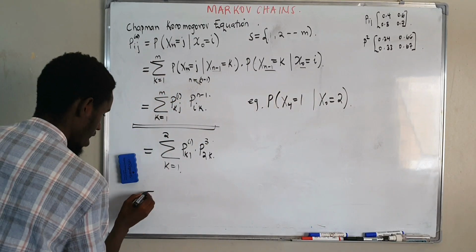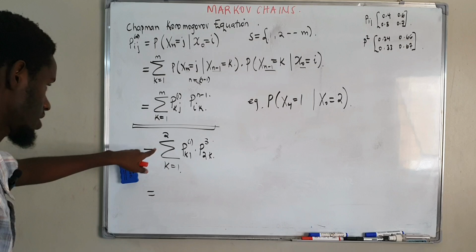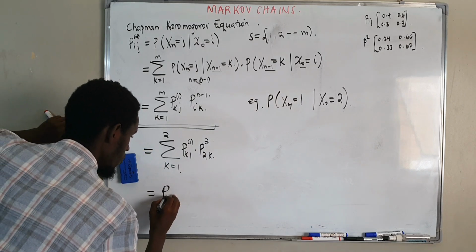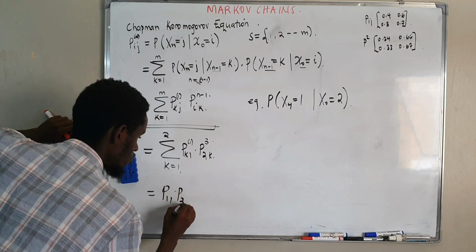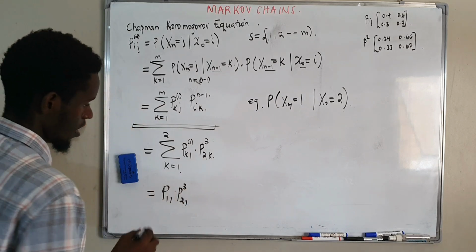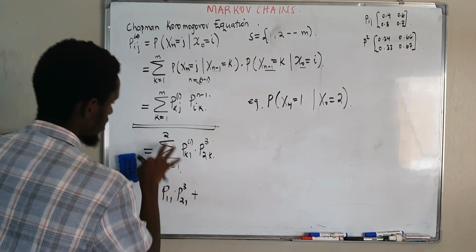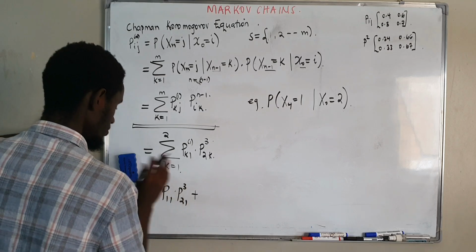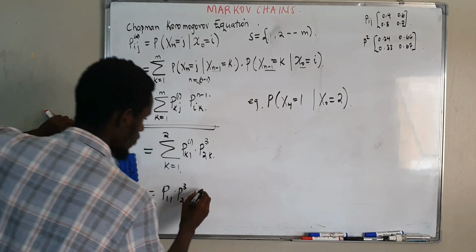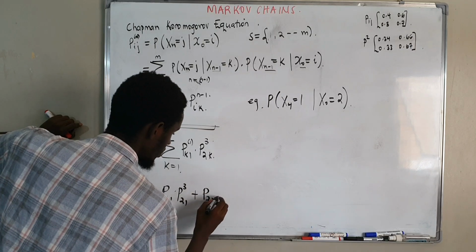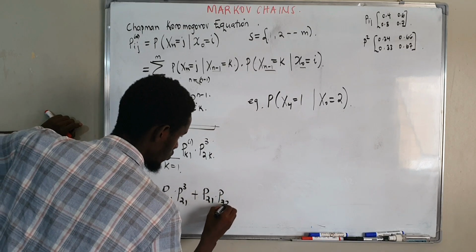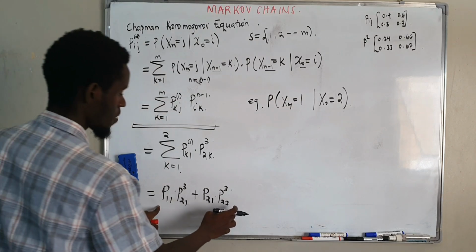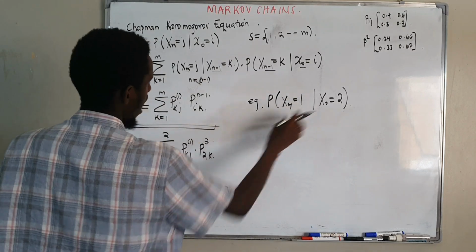Therefore, my answer is going to be the same as having the summation. If k is 1, I'll have P11 times P21, but cubed. Now plus, when k is 2, this is the same thing as having P21 times P22, but this one is cubed. Now the answer I get here is going to be my answer for this probability.